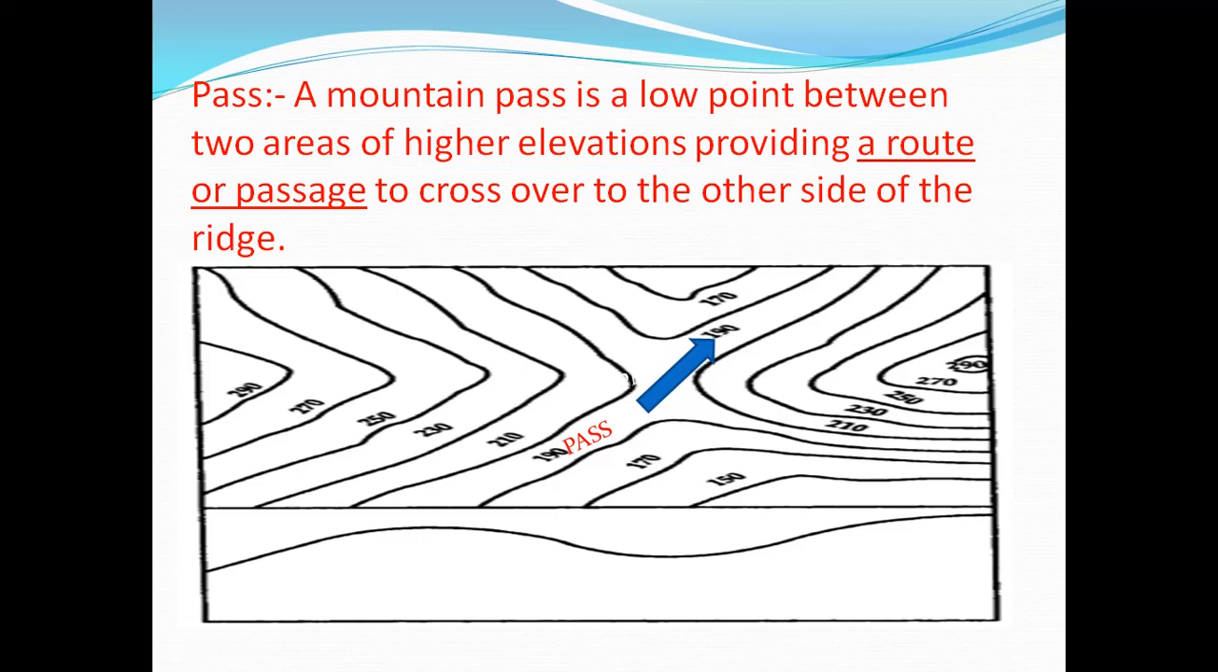Especially rainwater is divided into two sides. On one side the rainwater goes down, and on the other side the rainwater goes down to another channel. So from the ridge it makes a way to cross it.